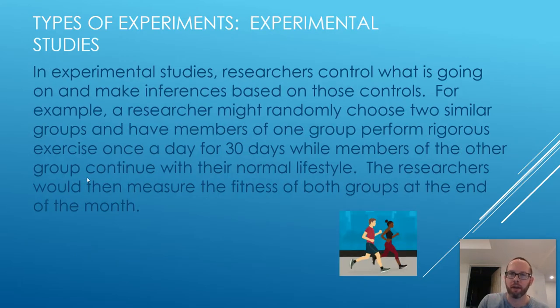In experimental studies, researchers control what is going on, and then they make inferences based on those controls. So an example of an experimental study would be having two similar groups, identical in as many ways as possible, and have one group perform rigorous exercise and the other group not, and then measure the fitness of both groups at the end of the month. So in that case, they're controlling what's going on. It's an experimental study, even though both things are trying to get the same information.